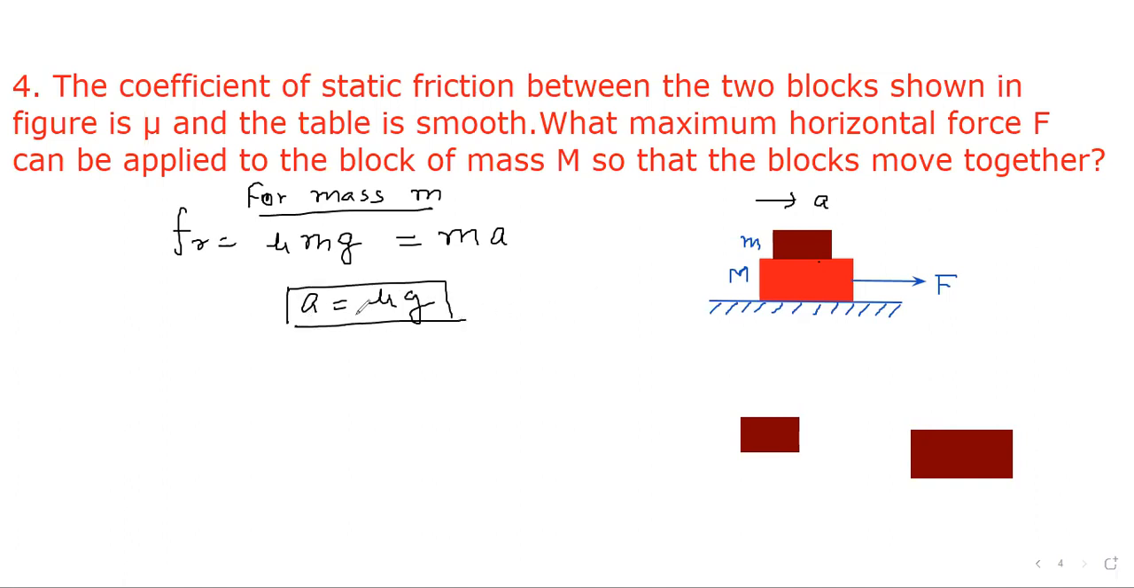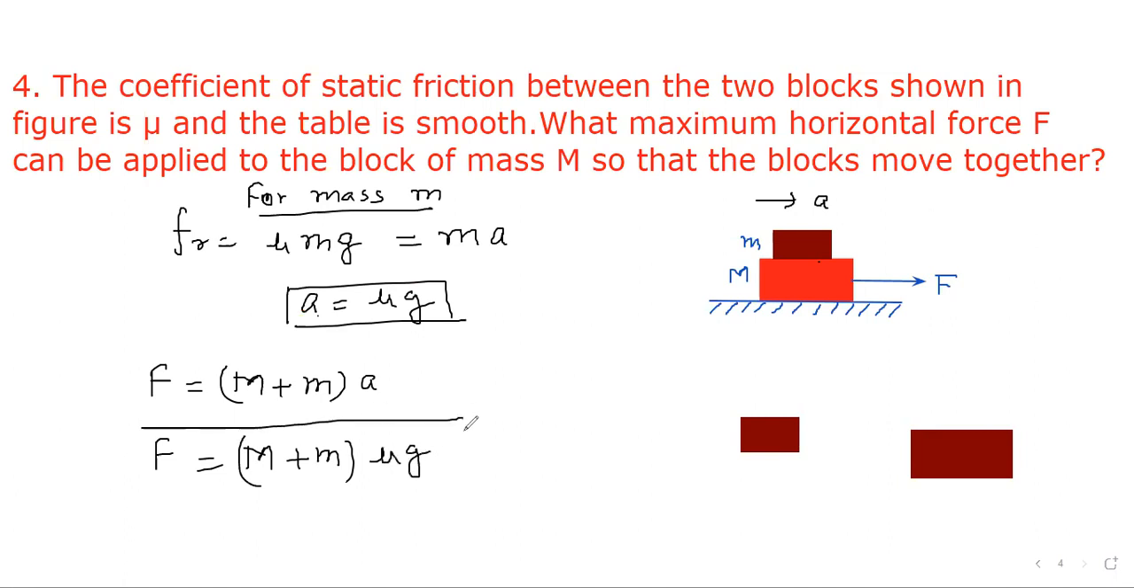Now, since this a is the common acceleration of both blocks when force F is applied, we can also say F equals capital M plus small m times a. So here our concern is to find the expression for the force. So F equals capital M plus small m times a, and a is equal to mu g. So this is our required answer.